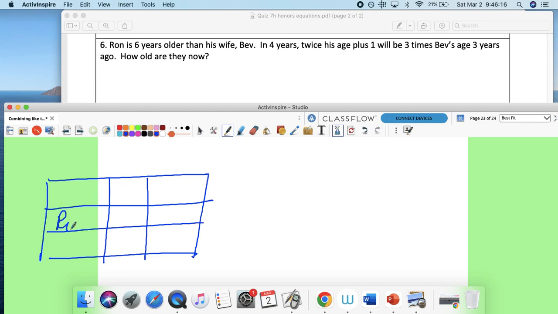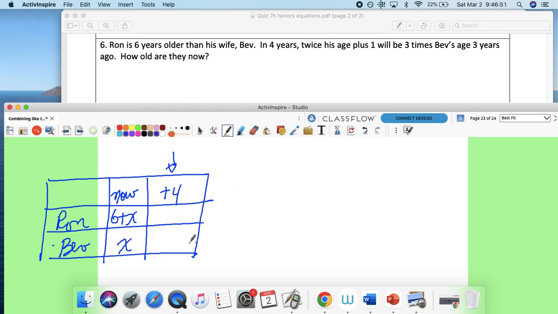So Ron right now, Ron and wife, let's call her Bev. Ron is 6 years older than his wife, Bev. Well, we don't know anything about Bev. Beverly's X. Ron is 6 plus X right now, in this moment. And then, because the question is going to ask us to set up an equation in the future, using their ages 4 years from now, we have to create a future column.